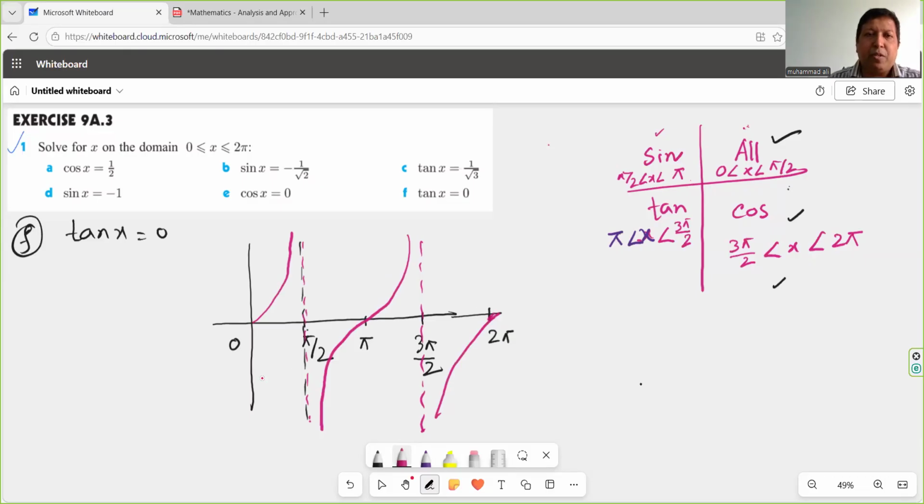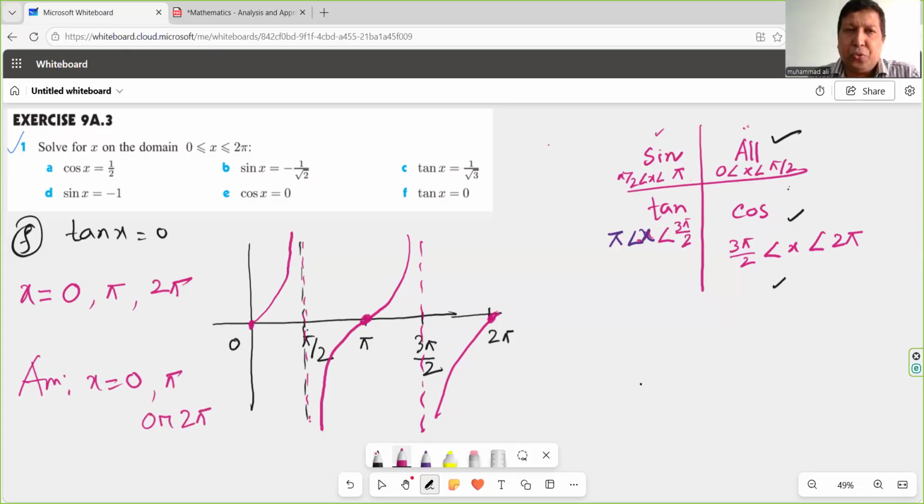So if we observe this curve, here you will see when x value is 0, tan x equals 0. When x value is pi, tan x equals 0. When x value is 2 pi, tan x equals 0. So from this graph, we can write x equals 0, x equals pi, x equals 2 pi. Answer: x equals 0, pi, or 2 pi.